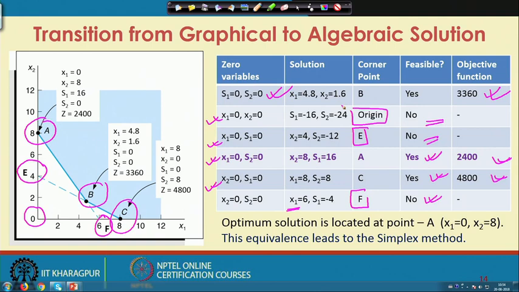We get all this information from the algebraic solution as well. The optimum solution is located at point A as usual, and whatever conclusion we have drawn using the graphical method of solution, we draw the same conclusion using the algebraic solution. The algebraic solution is obtained for the 4 variable, 2 equation system by taking 2 variables equal to 0 and solving for the other 2 variables.